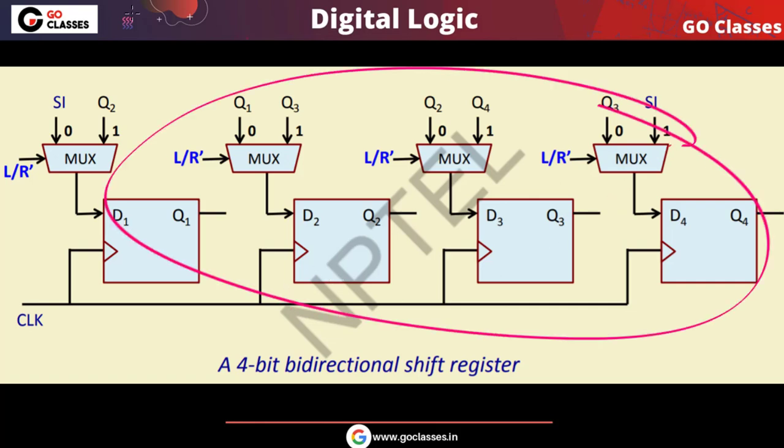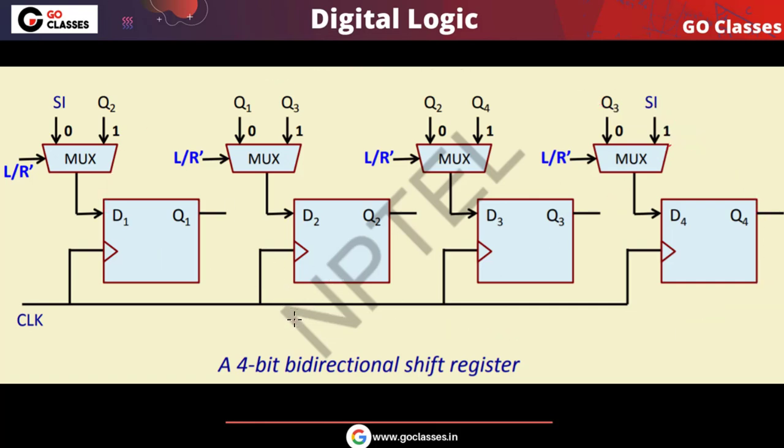This is your 4-bit bi-directional shift register, the same idea. Using the multiplexers we are doing this. So you can notice when this is 0, then it means we want right shift. So when this is 0, you can notice this is connected to D1.